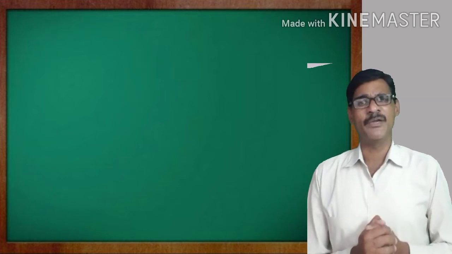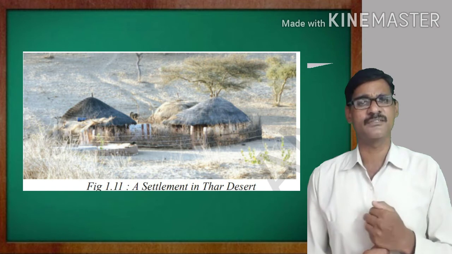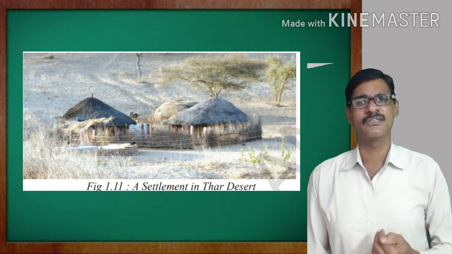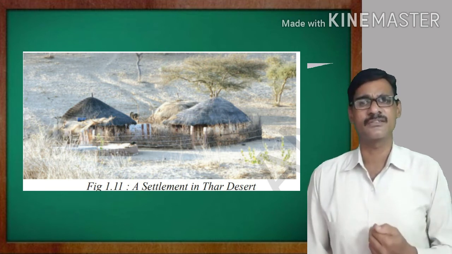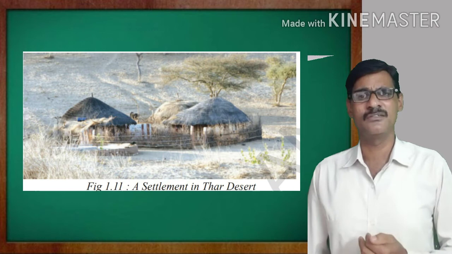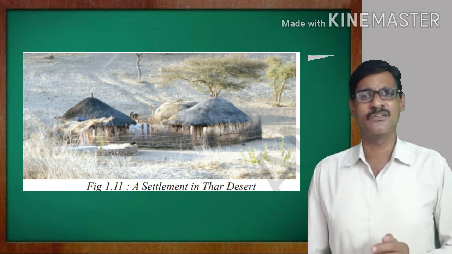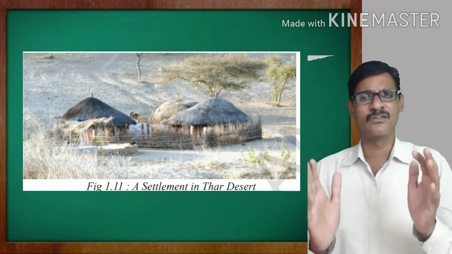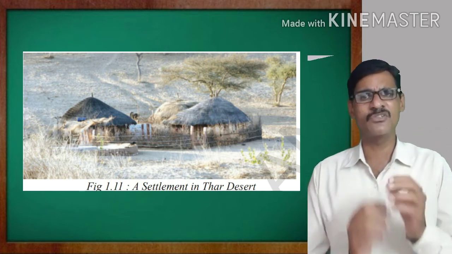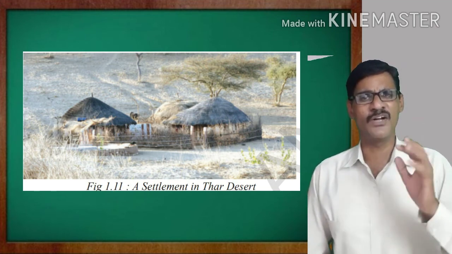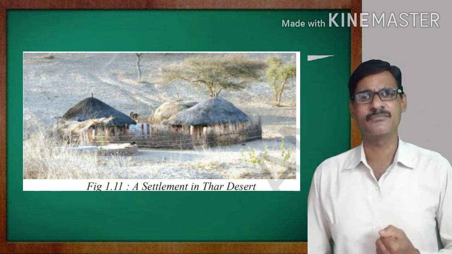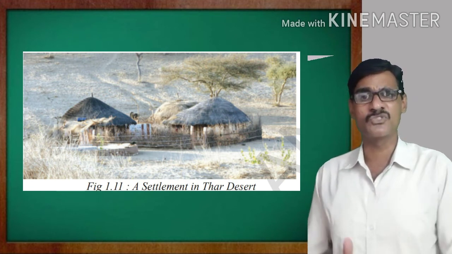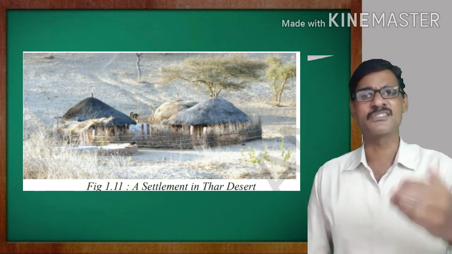And many women in these desert villages walk for kilometers to get drinking water. Generally, in this desert region, they build their houses with mud, with large thickness, and they have small windows to avoid the heat from outside. And also they have underground chambers to store water in the summer season.